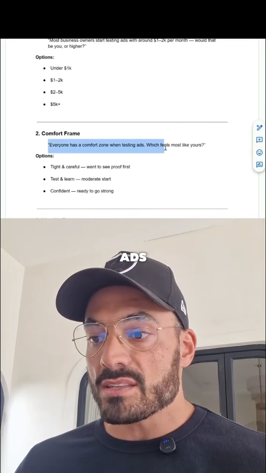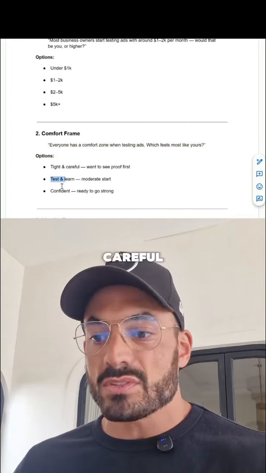You could also use a comfort frame. Everyone has a comfort zone when testing ads. Which feels most like yours? Tight and careful, test and learn, confident.